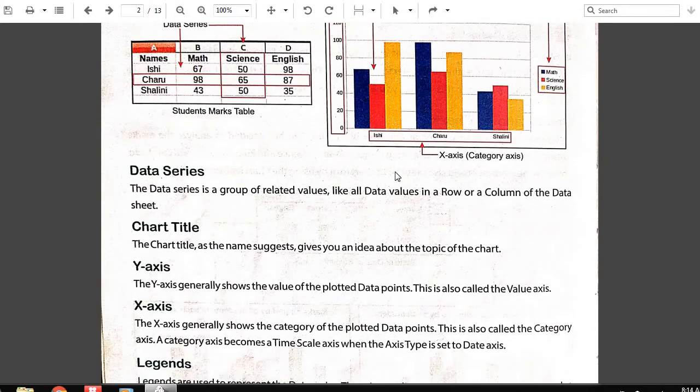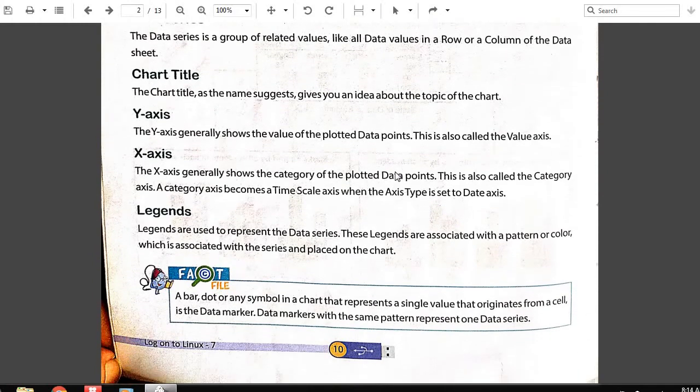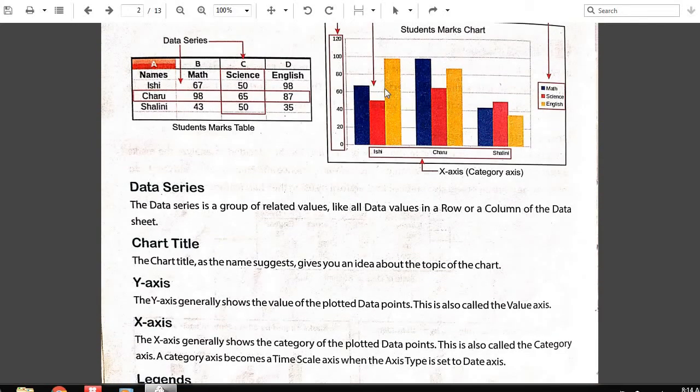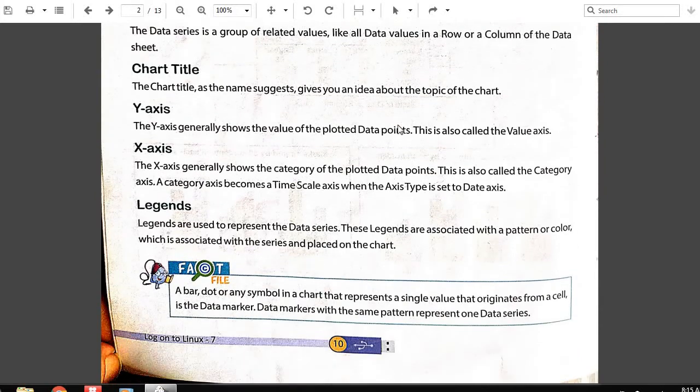After that we can move to the next thing. Another fact is mentioned here: a bar, dot or any other symbol in the chart that represents a single value that originates from a cell is a data marker. Data markers with the same pattern represent one data series. Let us again see the chart and the example. The same color is showing the data series. You can see the marks of Charu or the marks of science, like I told you here. So what are they representing? A data series of a single color.